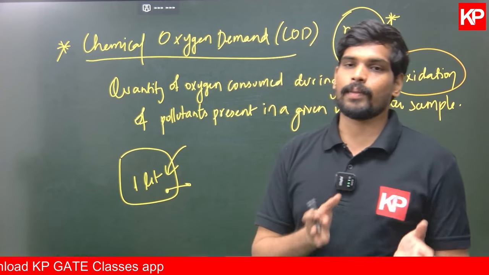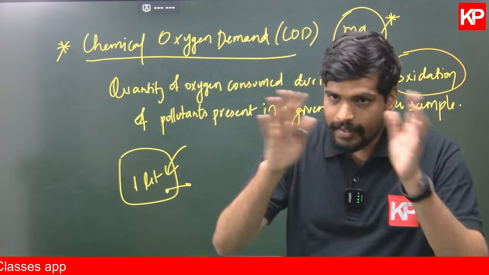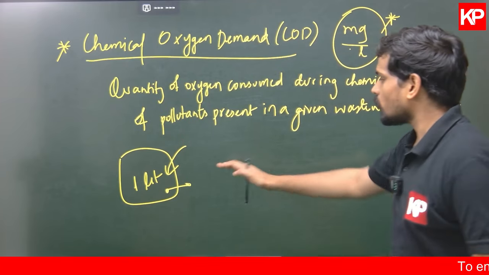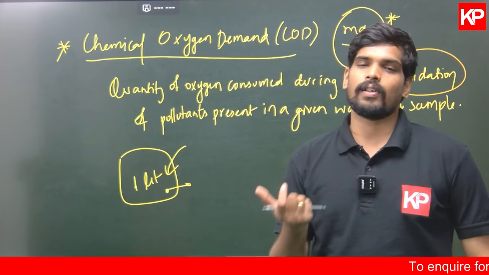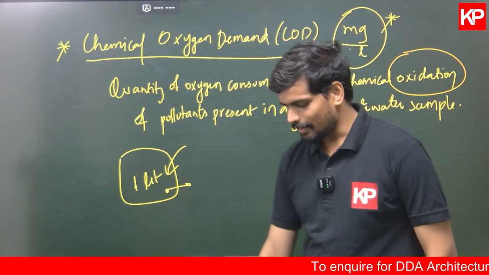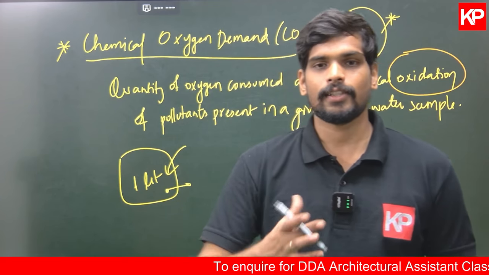How it is measured, again same thing, initial dissolved oxygen, final dissolved oxygen, both are checked. In an airtight container it is done, so that atmospheric oxygen is not being consumed. So the total oxygen consumed, you will get a value, that's called chemical oxygen demand. Now if both are similar, both are a measure of pollution, why do you have two different things? Why do you have BOD and COD?